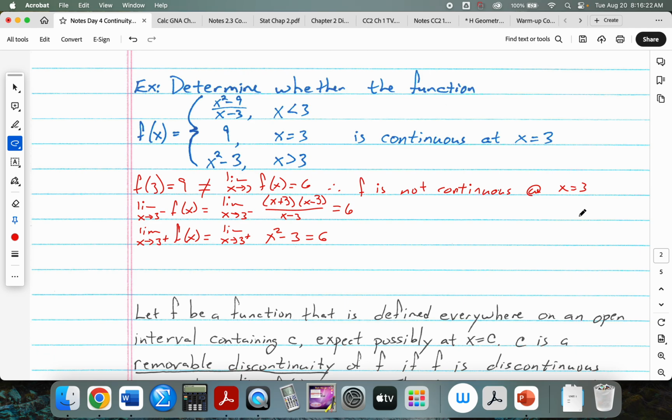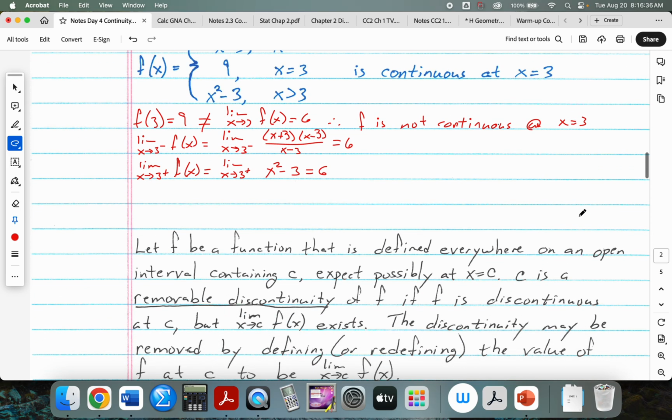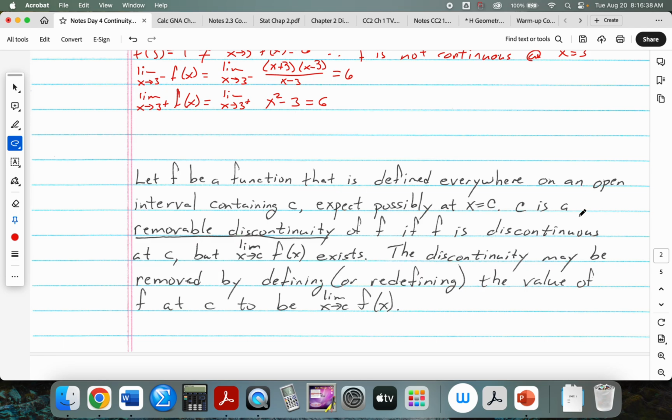So using this idea of continuity, we can actually define a removable discontinuity. All of you, I think, have a very good idea of what a removable discontinuity looks like, but we can define it in terms of limits. So let f be a function that is defined everywhere on an open interval containing c, except possibly at x equals c. So it doesn't have to be defined at c, but it's got to be defined everywhere else on both sides of c. C is a removable discontinuity of f if f is discontinuous at c, but the limit as x approaches c of f of x exists.